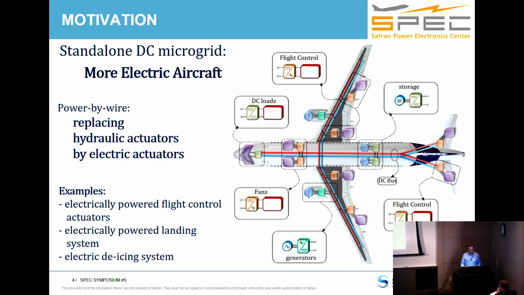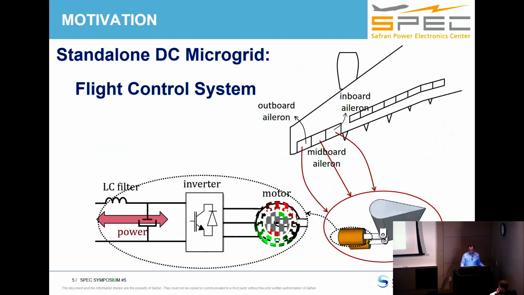A few examples here. Electric power can go through the flight control system. We have the same for the landing system. These 2 systems are the first 2 systems which have been electrified. Boeing, in particular, also works on the de-icing system. It's not the case for Airbus in Europe. In the 787, you have a de-icing system which is already electrified.